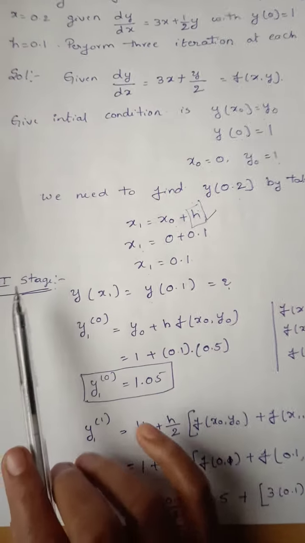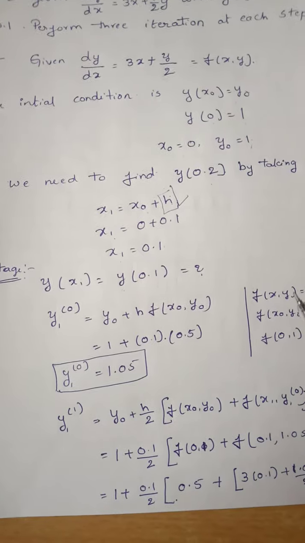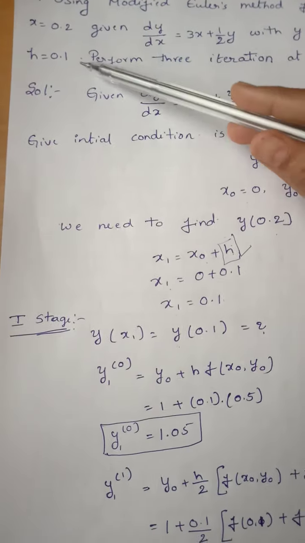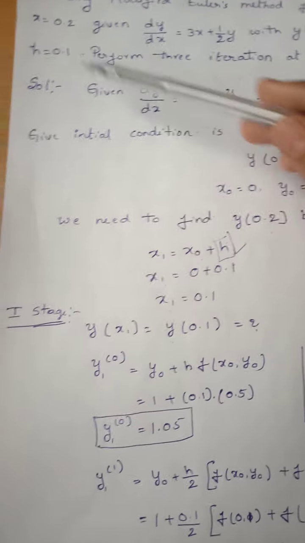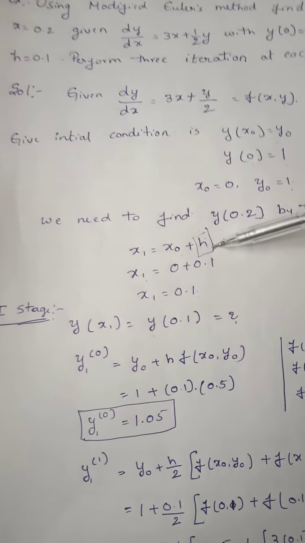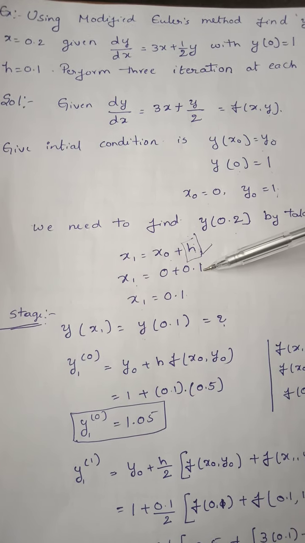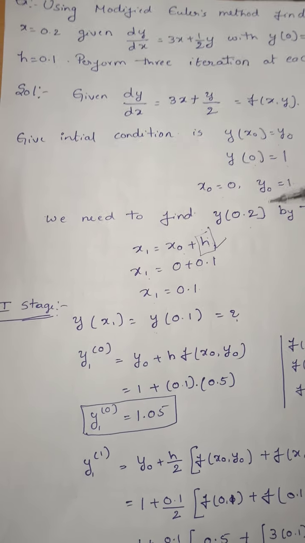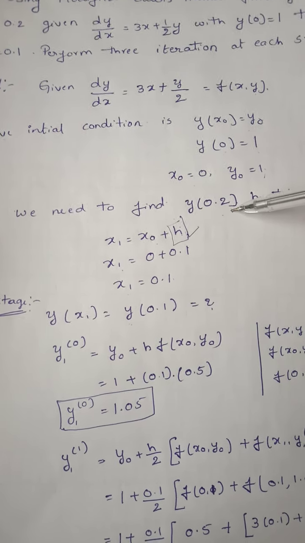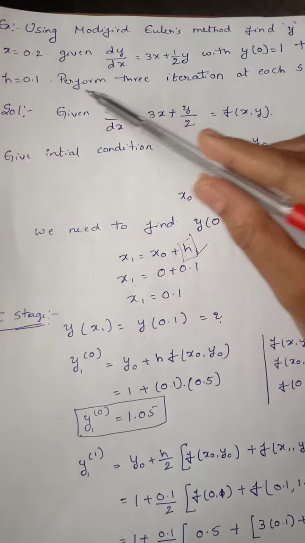So in the first stage, we find the value of y at point 1, and in the second stage, we find the value of y at point 2. Suppose they had given h directly as 0.2, then there is only one stage, and we directly find y at 0.2. But in the given problem, the h value is given as 0.1.